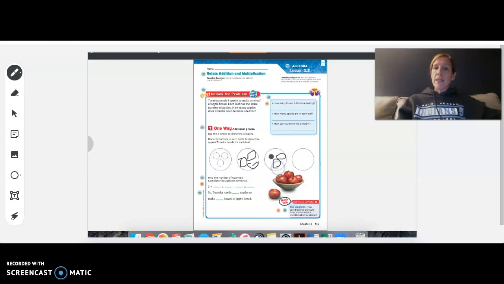If we were going to write an addition sentence for this picture, sorry, look at my apples. That one looks like a fortune cookie, doesn't it?